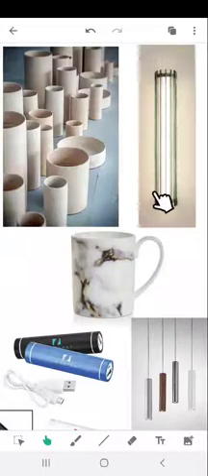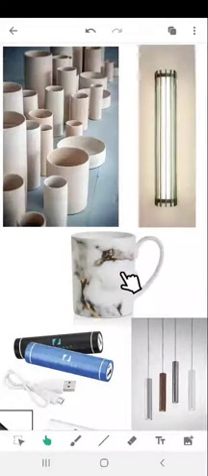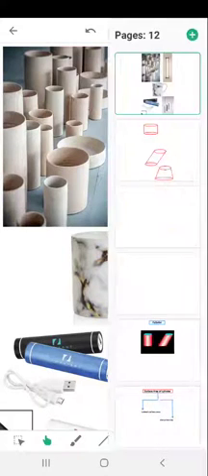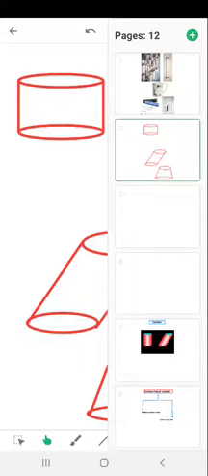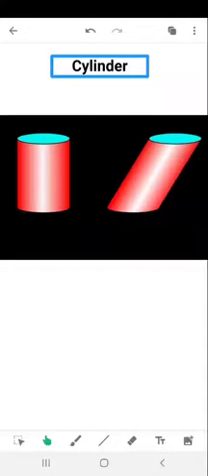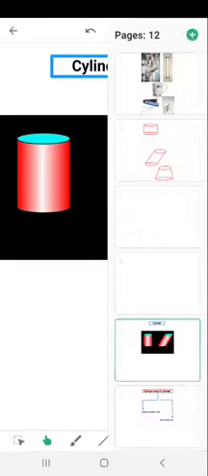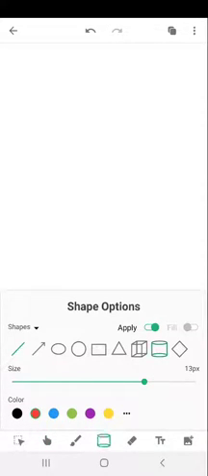Now all these solid shapes remind you of what? Yes, they are all cylinders. So today we are going to talk about cylinders, different types of cylinders. First of all, if we talk about cylinder, cylinder looks something like this.